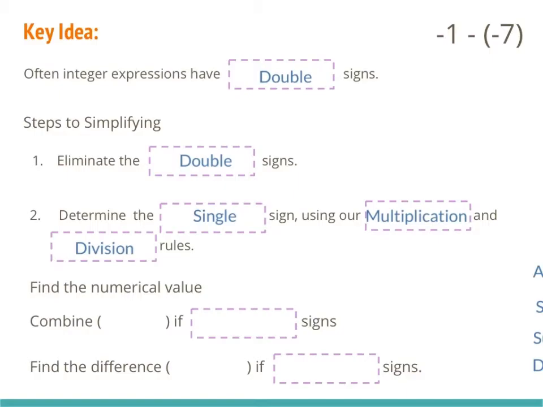Positive times a negative gives you a negative both times. Then we're going to find the numerical value. We're going to combine, or we call that adding, if they have the same sign. And we're going to find the difference, or subtracting, if they have different signs. So let's go ahead and put that into practice.